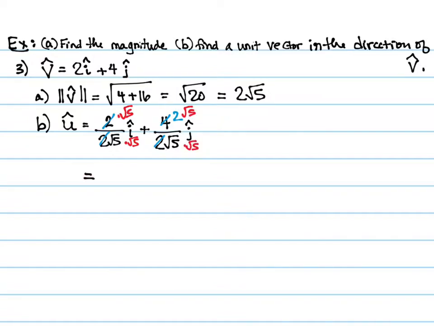Okay, so the whole point when we rationalize is that it eliminates the radical, because the square root of 5 times the square root of 5 would just be 5. So now on top here, I just have the square root of 5 because the 2's canceled. So this is square root of 5 over 5i. And then on the next one, I still have a 2 on top. So it's 2 square root of 5 over 5j.